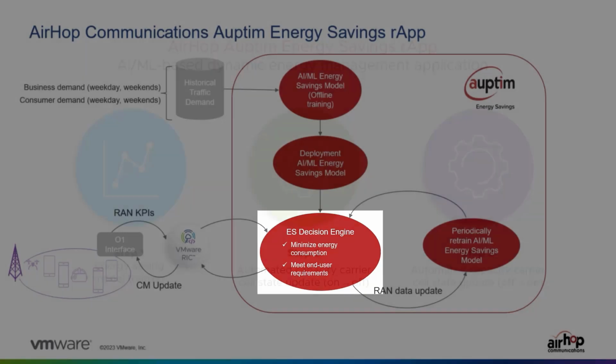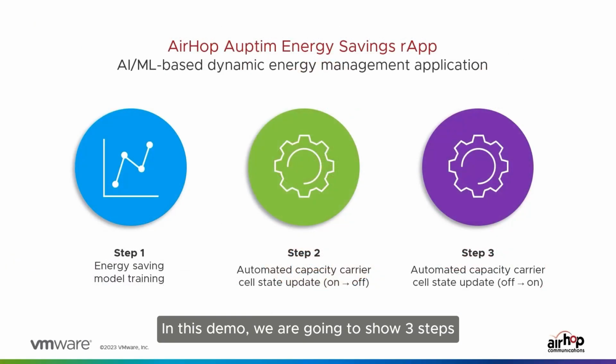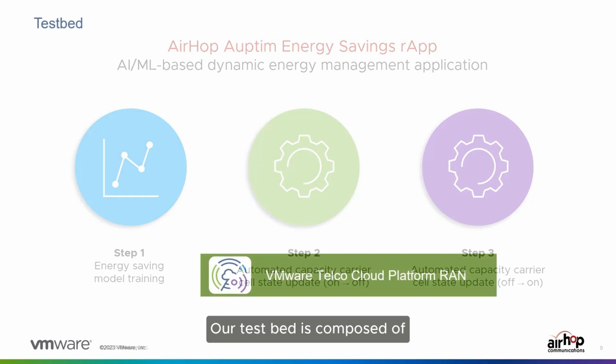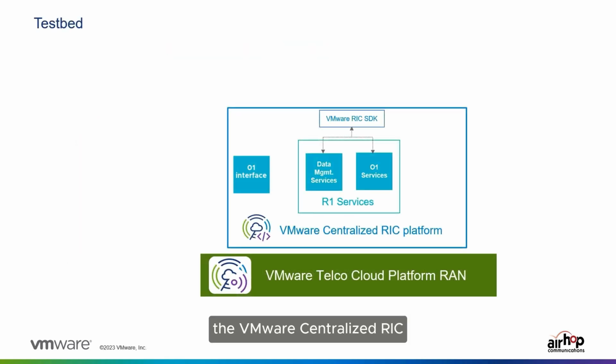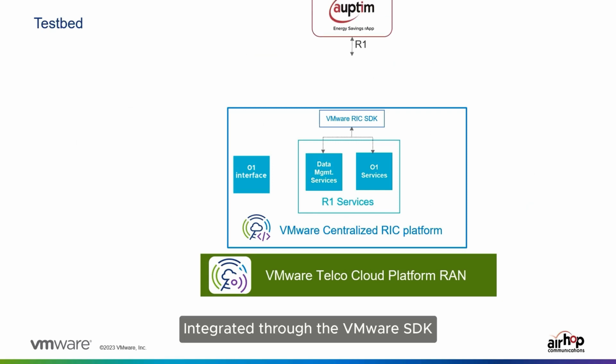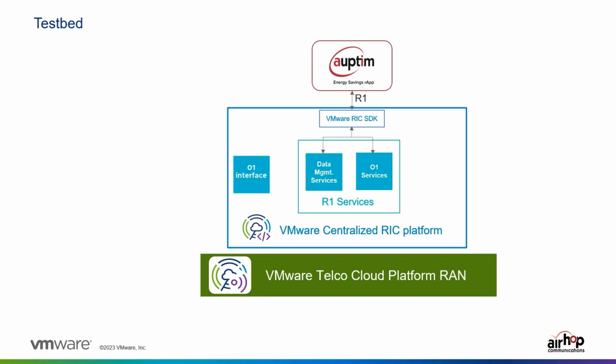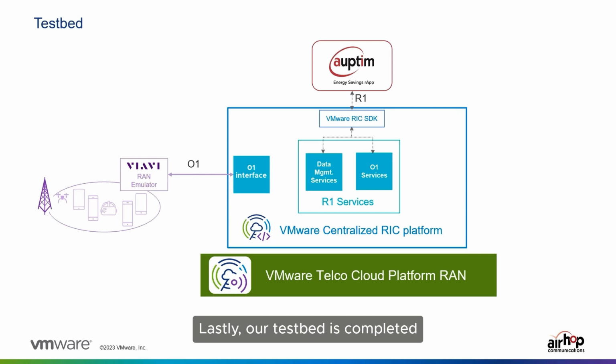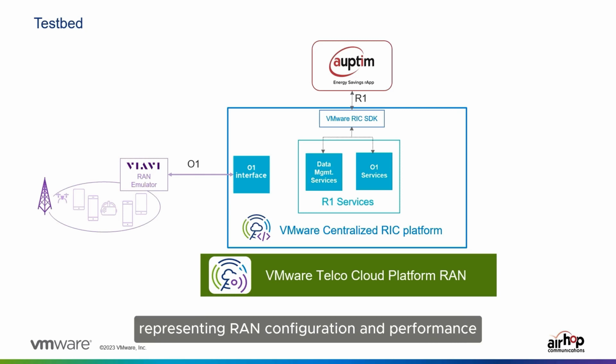In this demo, we are going to show 3 steps to highlight the capabilities of the rApp. Our testbed is composed of the VMware Centralized RIC, offering O1 and data management services to the application. Integrated through the VMware SDK, we have AirHop's Auptim rApp. Lastly, our testbed is completed using RAN emulation for O1 data, representing RAN configuration and performance.